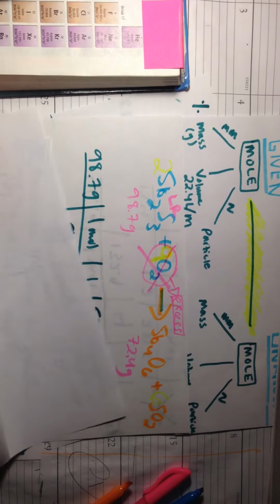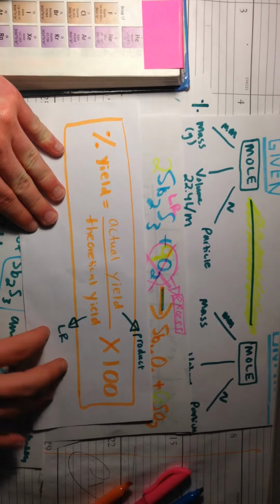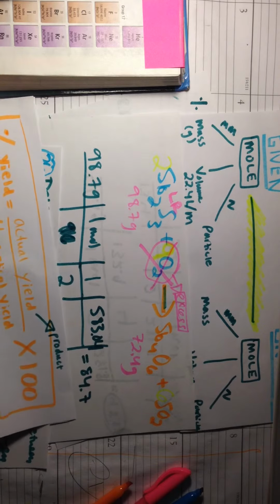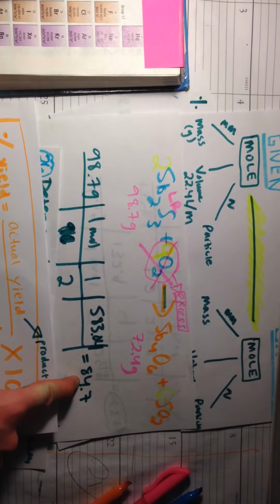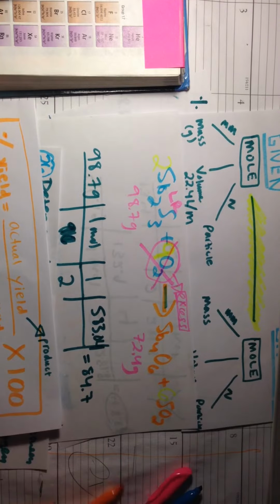Now based on this chart, percent yield equals actual yield, the product, divided by theoretical yield, the limiting reactant. So now we know the limiting reactant. This is the limiting reactant, 84.7. So this is the number that's going to go on the bottom.